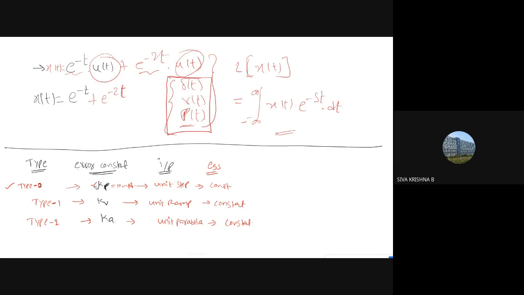Please note on this also if you want. Kp, Kv, Ka. Kp is for unit step input on type 0 system. You will get constant steady state error. Similarly, for type 1 with unit ramp input, that means velocity error constant, you will get the constant steady state error. Similarly, for type 2 system with unit parabola, you will get the constant ESS.